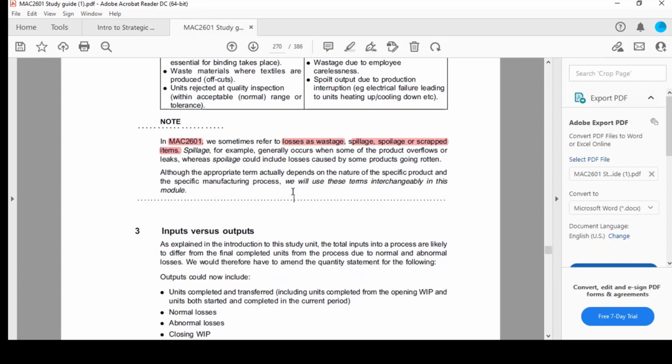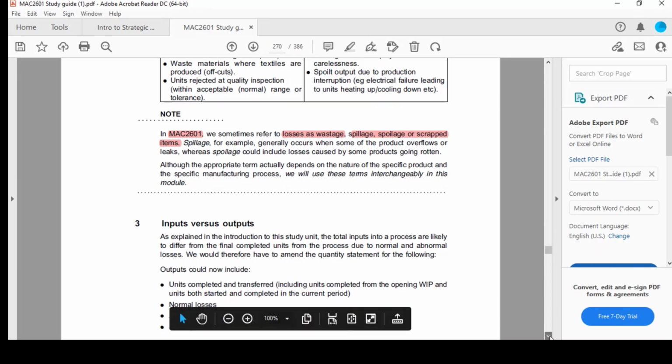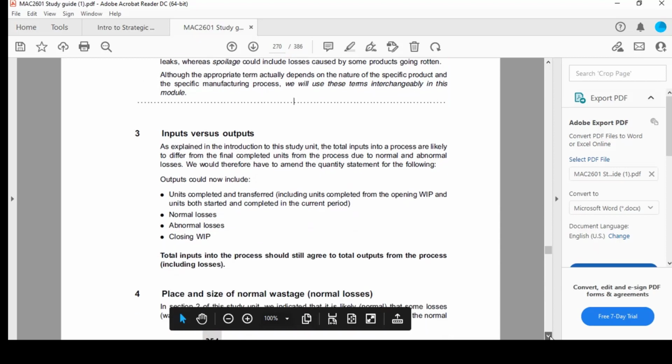So do not cram and say, but there was no normal loss. They didn't indicate. The synonyms that they use describe a normal loss. So just be alert and be aware of that, all right? There's something that I wanted to mention there.